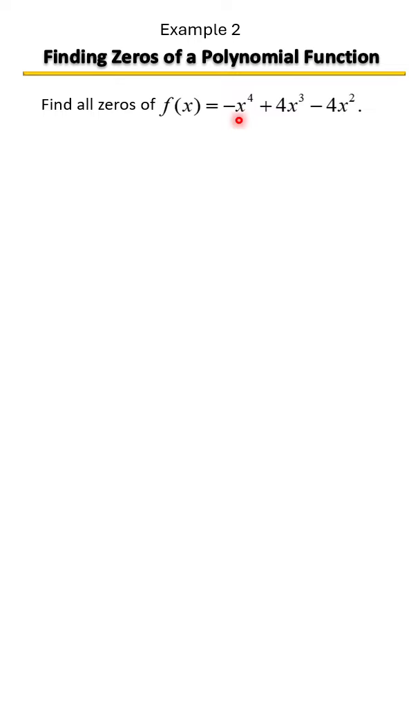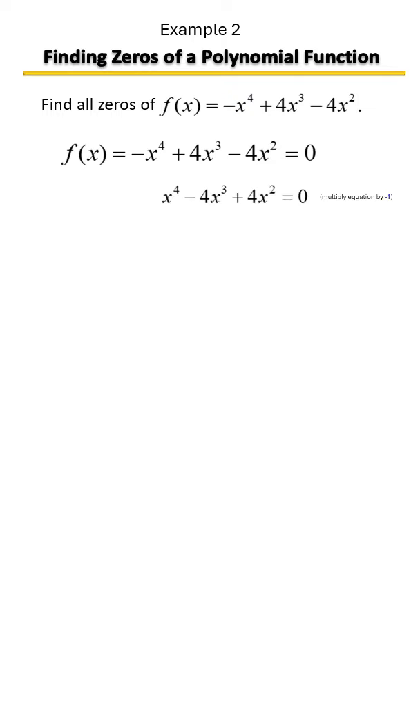Because it starts with a negative, we're going to make it easier to factor by multiplying all the terms by -1 so that the first term is positive. When we do that, it just makes it easier to factor. Now let's factor out that GCF of x squared, and we're going to write what we have left.